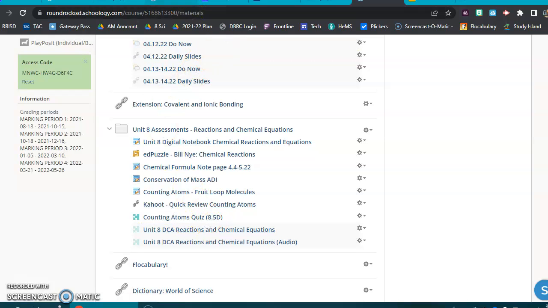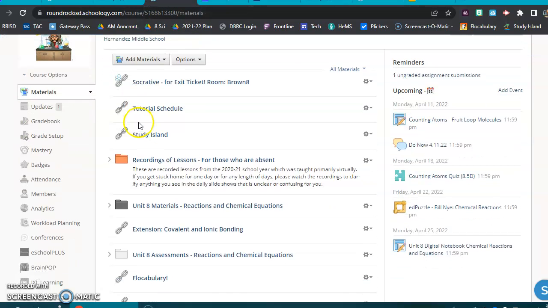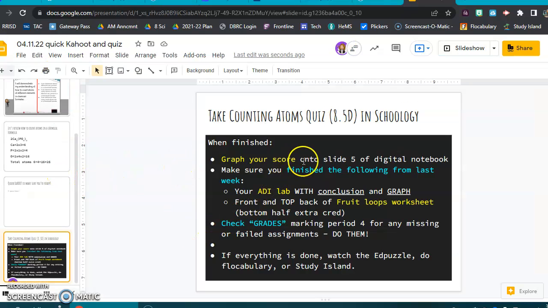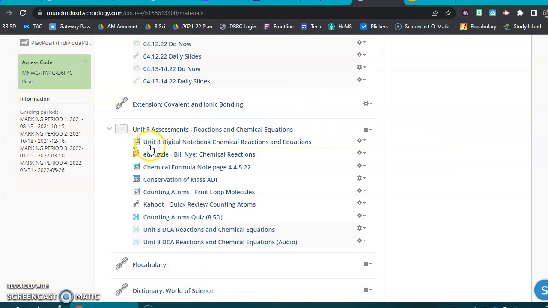All right? And then the next thing you want to do after that is look at our slides, and our slides say, we'll graph it onto slide 5 of our digital notebook. That's also in the assessments. If you were present, you have both of these to do with us. Check for failing grades. So we want to make sure you've got the EdPuzzle done, vocabulary, or continue your work with Study Island. So again, your digital notebook would be here with assessments.